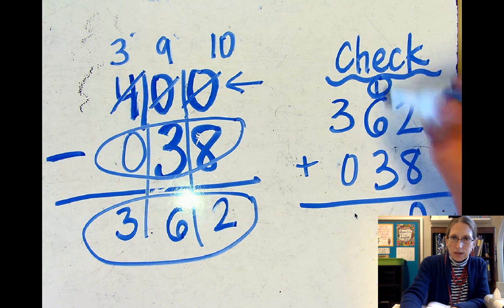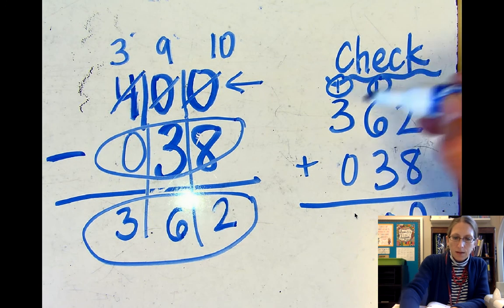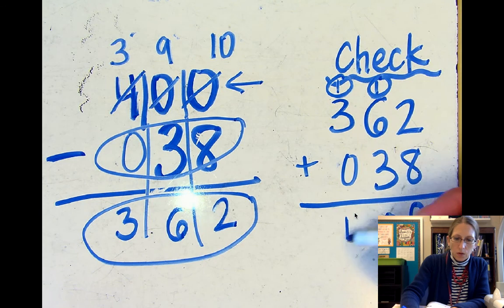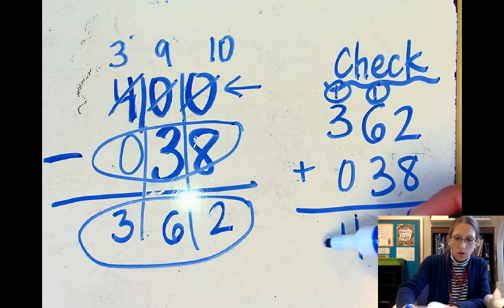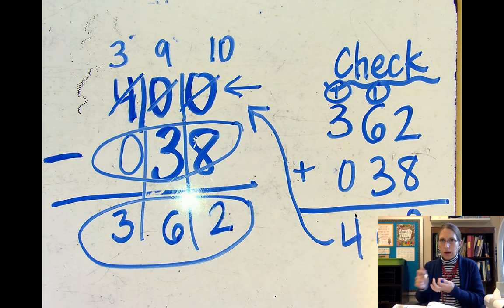6 plus 1 is 7, plus 3 is 10 again. And 3 plus 1 is 4. Did we get the whole number that we started with? Yes. So that is kind of a way for us to check.